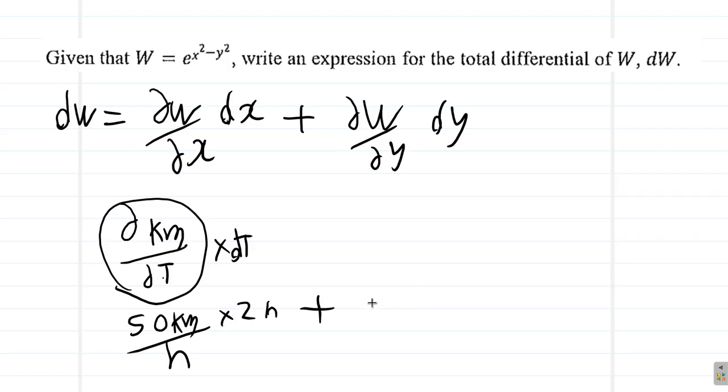Plus, after you stop at some restaurant and you continue the journey after that, you may travel at 60 kilometers per hour for another 1.5 hours. So you have both legs of the journey added up to give you the total distance traveled.